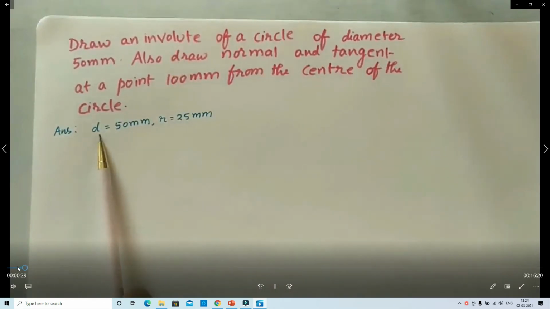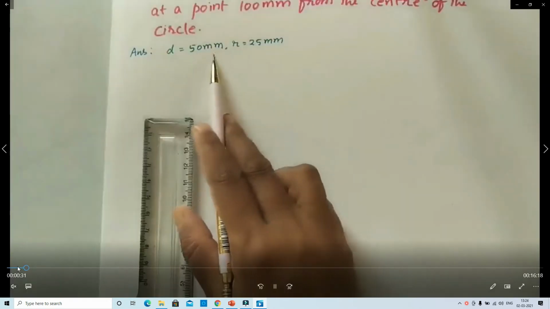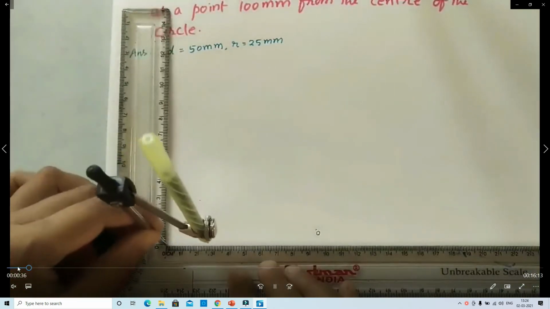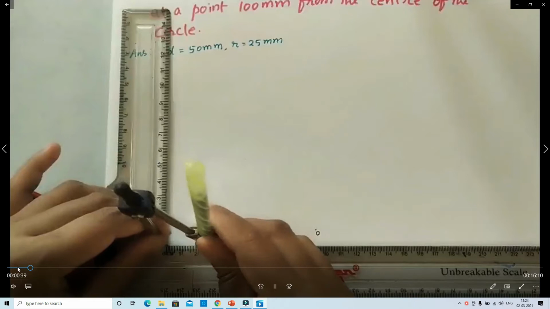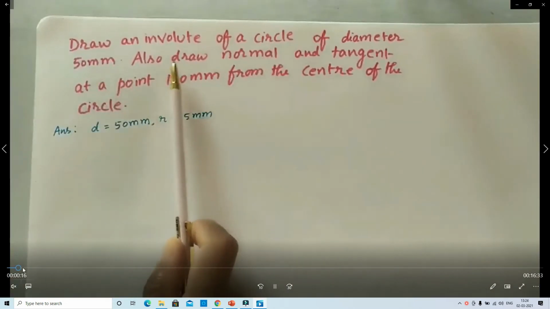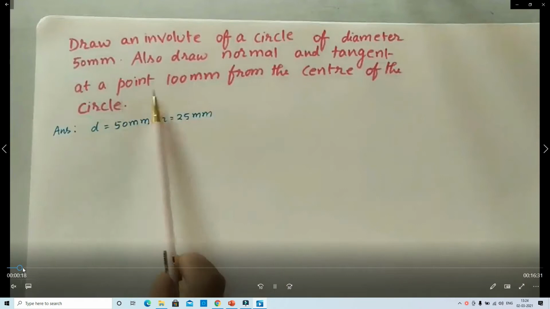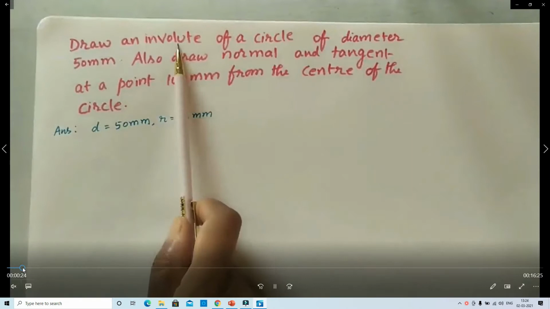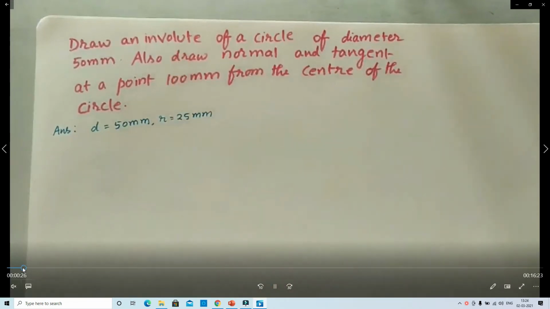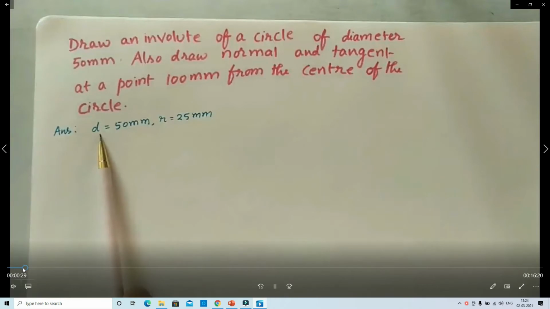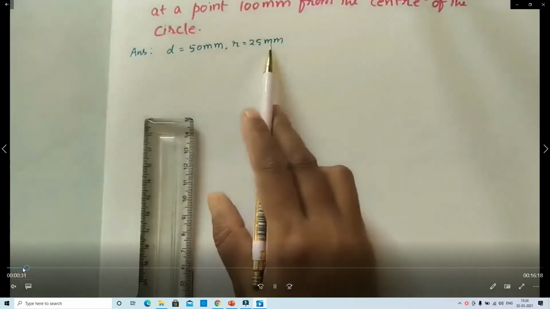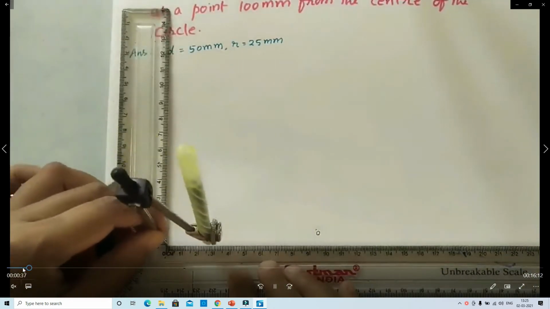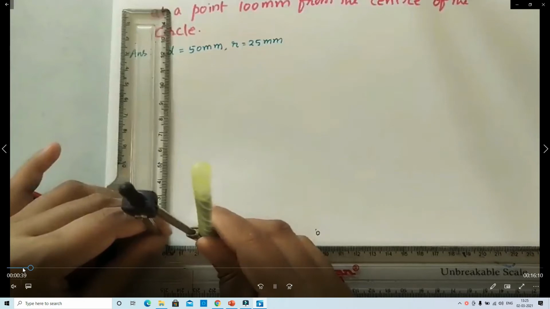Involutes have different shapes: circle, triangle, pentagon, hexagon. One by one we discuss. First, this is a circle. In this problem, draw an involute of a circle of diameter 50 mm. Also draw the normal and tangent at a point of 100 mm from the center of the circle. Diameter D is equal to 50 mm, or radius R is equal to 25 mm.